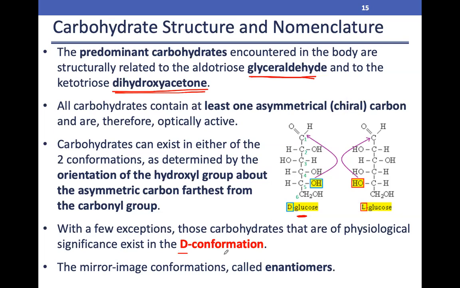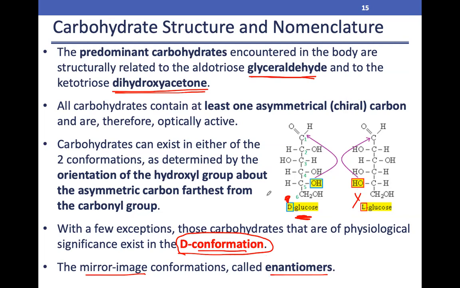So I told you that most of the glucose that our body uses is in the D format, aka it looks like this, not like this. And in general, that's just kind of true for all the carbohydrates that we use. They're usually in this format, the D-glucose or the D orientation. Again, that's just good to know for an MCQ. And then we already went over this. If they're mirror images, they are enantiomers.